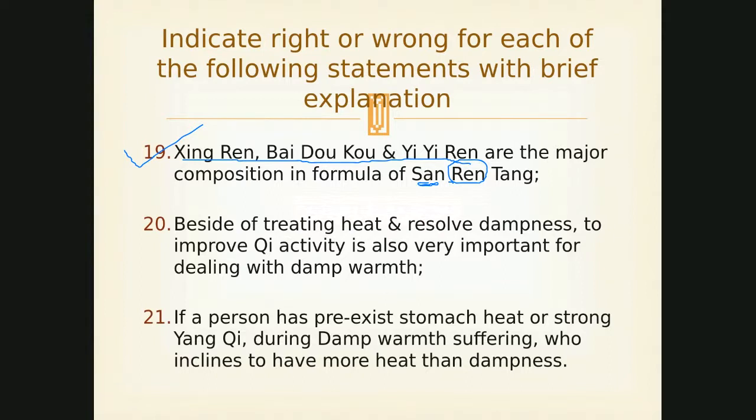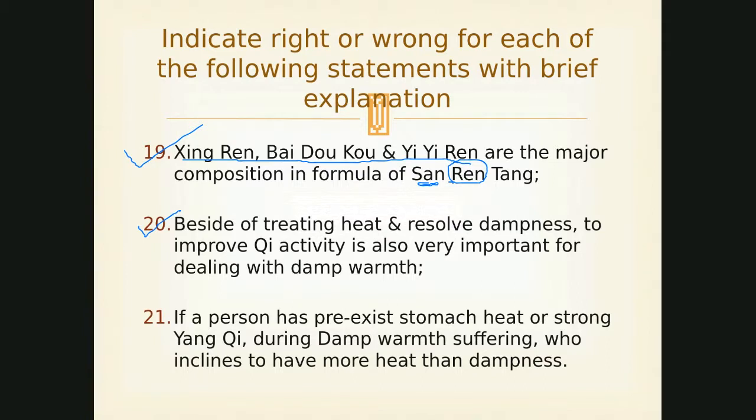Now, here comes number 20. Besides treating heat and resolving dampness, improving qi activity is very important for dealing with damp warmth. It's very, very important. If any of us has existing damp, no matter whether due to lack of physical activity, weak spleen, or emotional constraint, gentle physical activity or movement in your backyard at home will be very essential to help restore proper qi activity, which is a similar principle to the statement presented in number 20.